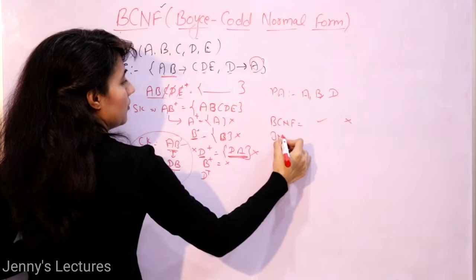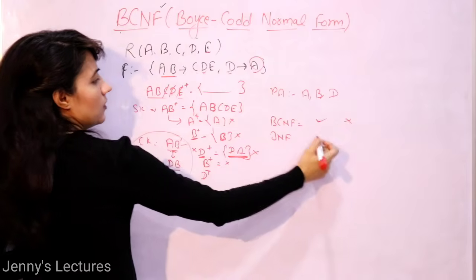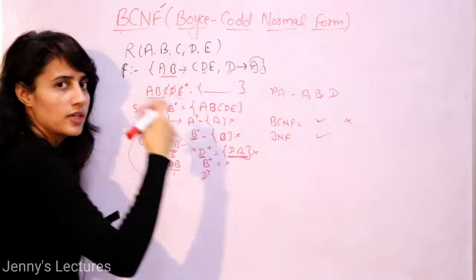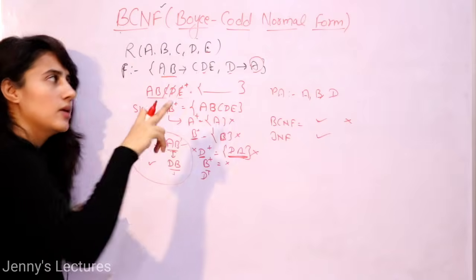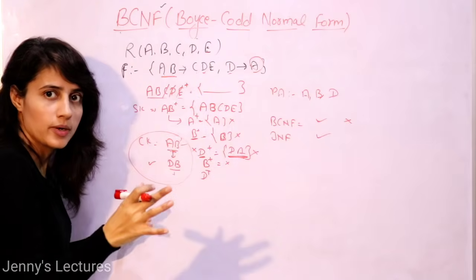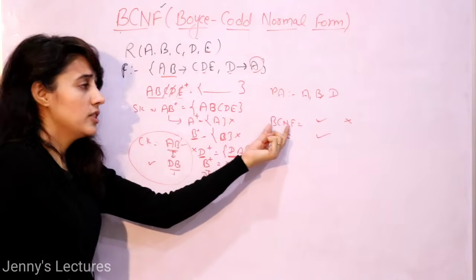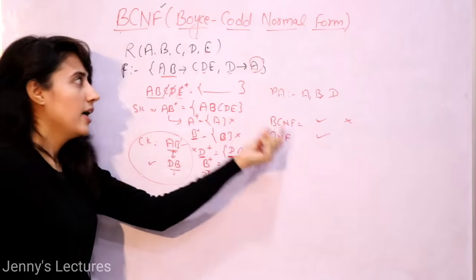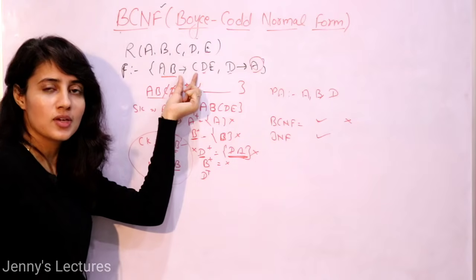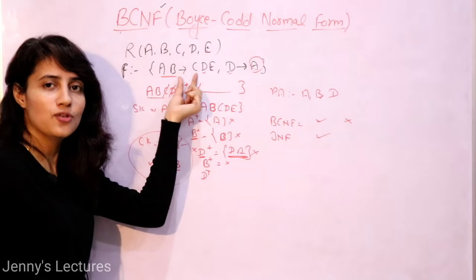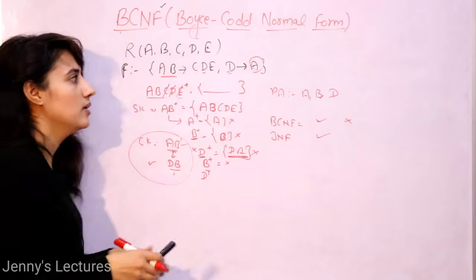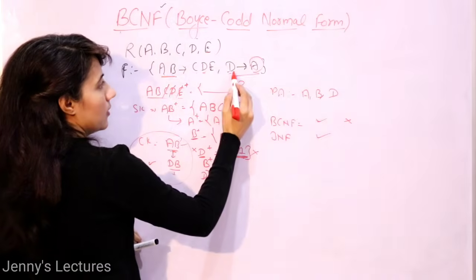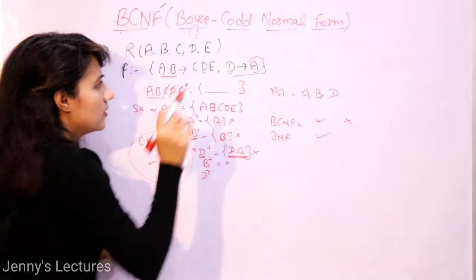Now check for third NF. If this is in BCNF, then definitely this functional dependency will satisfy the rule of third NF, right? It is not a transitive dependency, because obviously for BCNF, that relation should be in 3NF. And if this functional dependency satisfies the property of BCNF, then by default you can say that it is in 3NF. If you still want to check, you can. I will check for this one only. D determines A. Is it a transitive dependency?